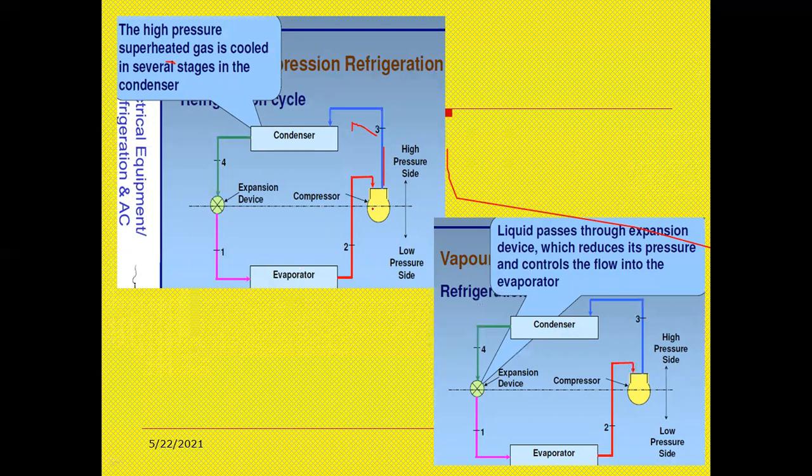So that's why it is converted in several stages into the condenser. So what is the purpose of condenser here? The high pressure supersaturated gas is cooled at several stages in the atmosphere.